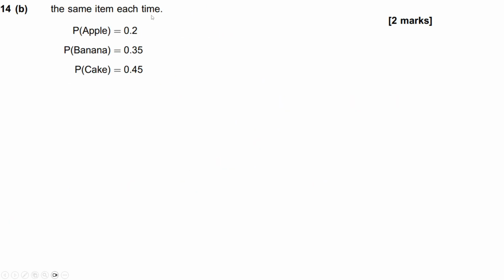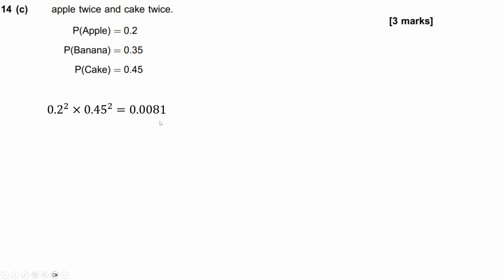Okay, the same item each time. Well, to get the probability of getting the same item each time, you're getting this 4 times in a row, or this 4 times in a row, or this 4 times in a row. You sum all those together to get that. You get an apple twice and a cake twice. Okay, so you'd get 0.2 twice, so 0.2 multiplied by 0.2. Add 0.45 multiplied by 0.45, which is this, and you get that.